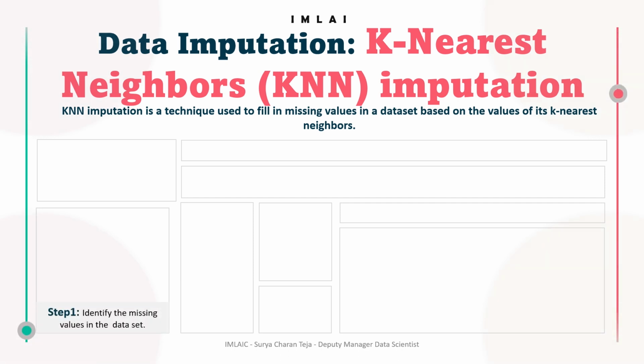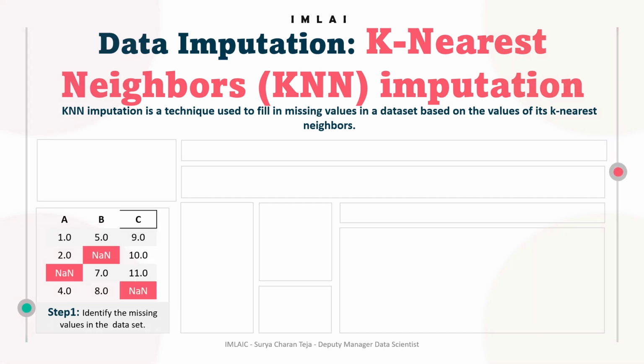Step 1, as usual, identify the missing values in a data set. So identify the incomplete data. Start by identifying the variables or columns in your data set that have missing values. So if you look into this data, there are three variables that need to be imputed using KNN imputation. The first column A has one missing value, the second column B has one missing value, and the third column C has one missing value.